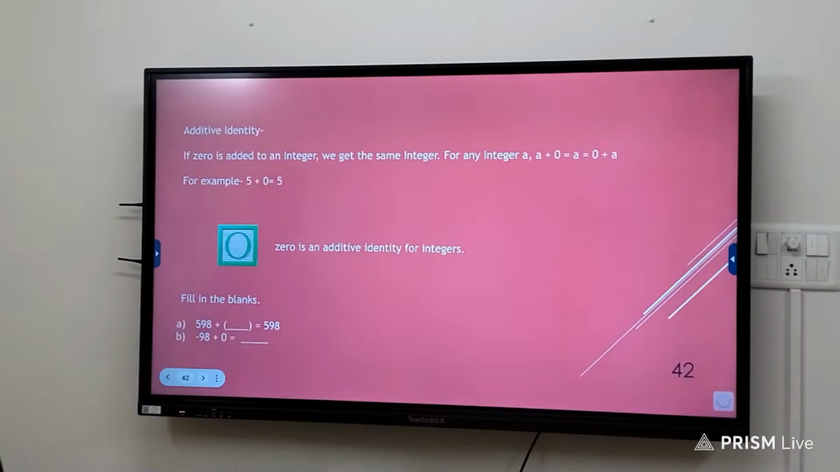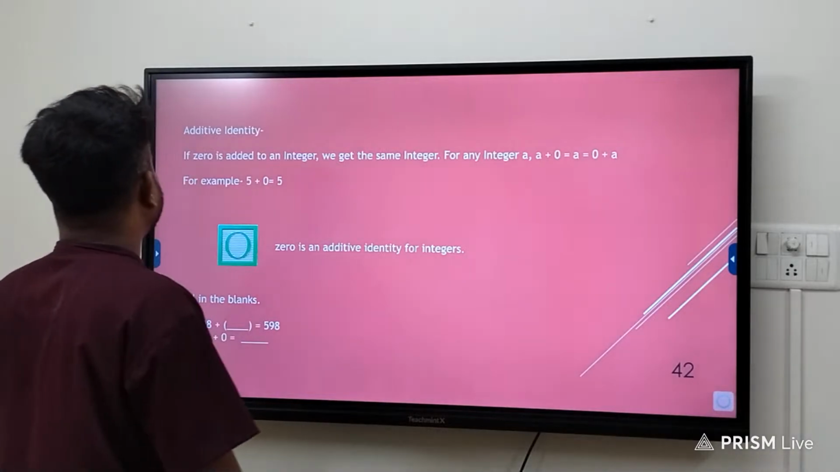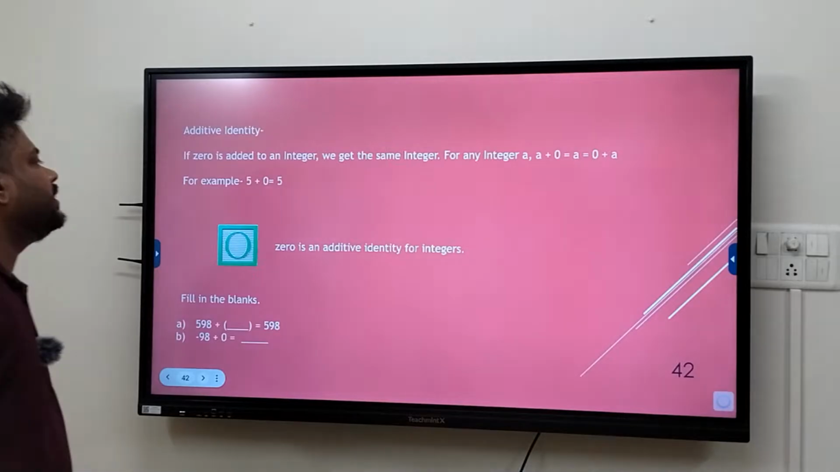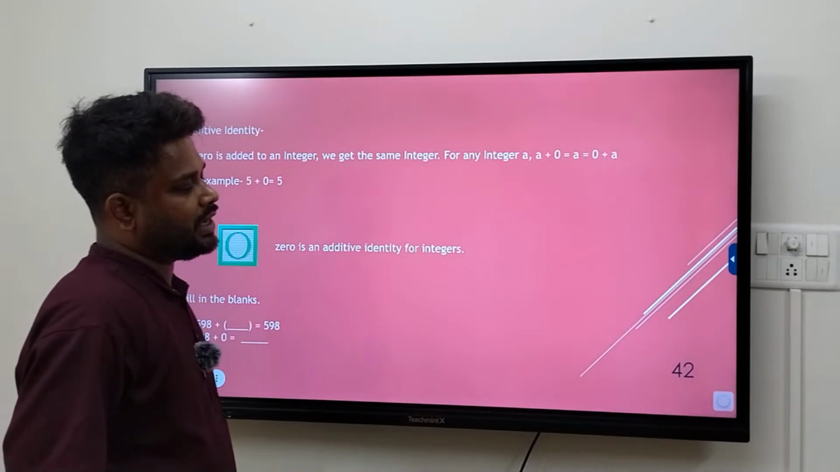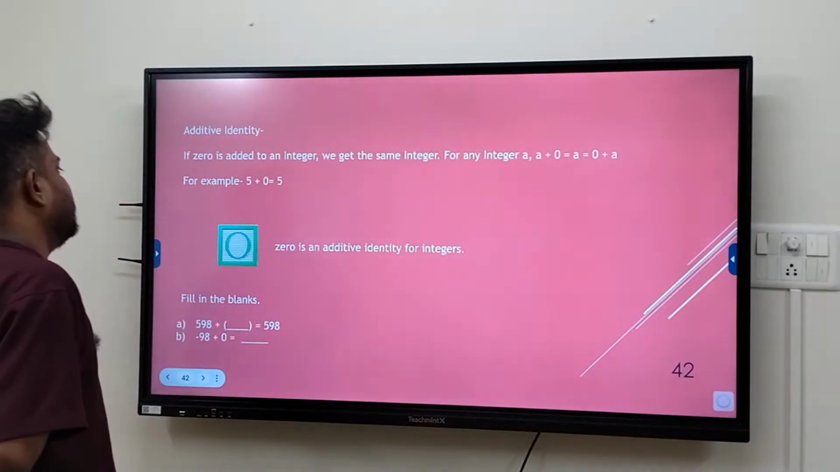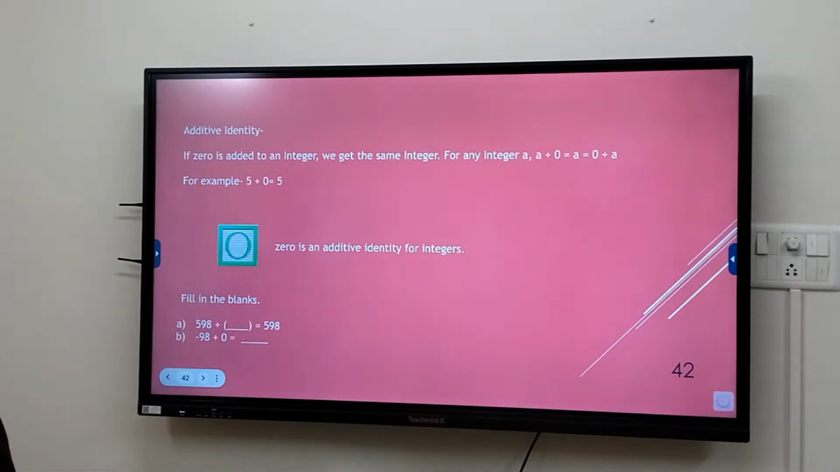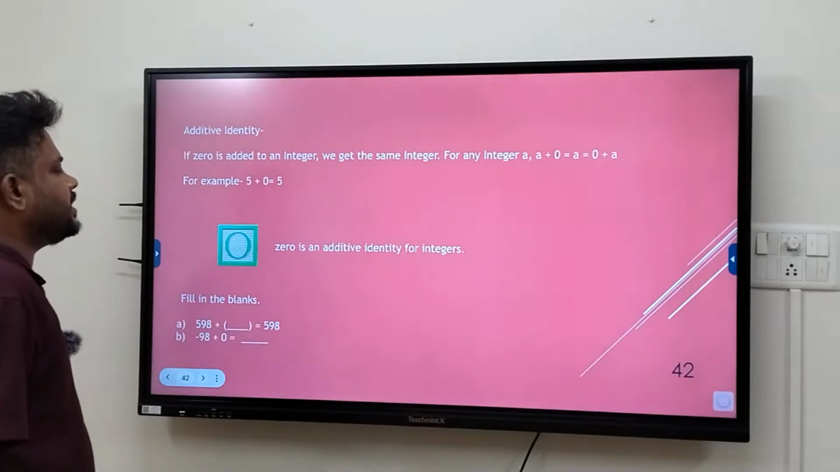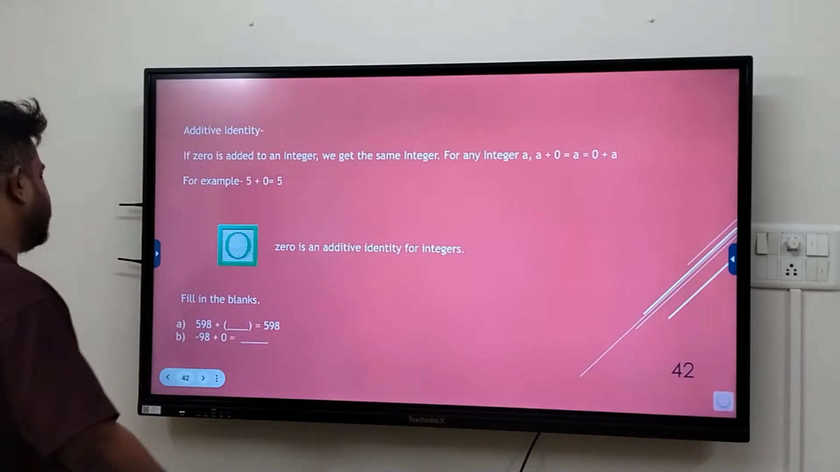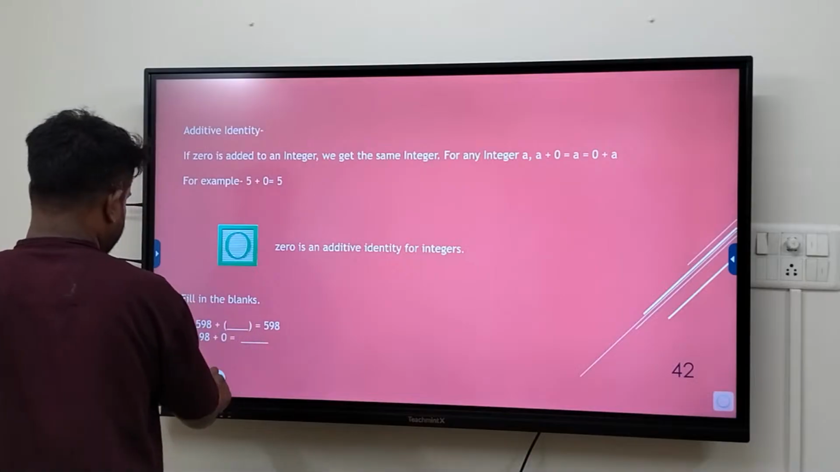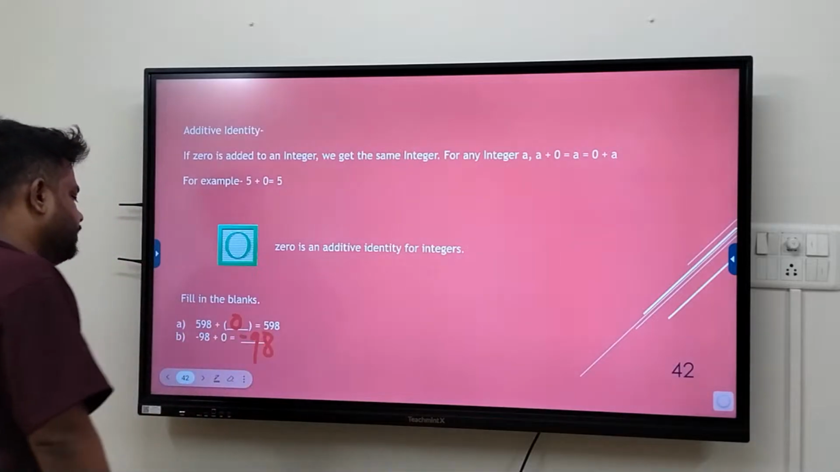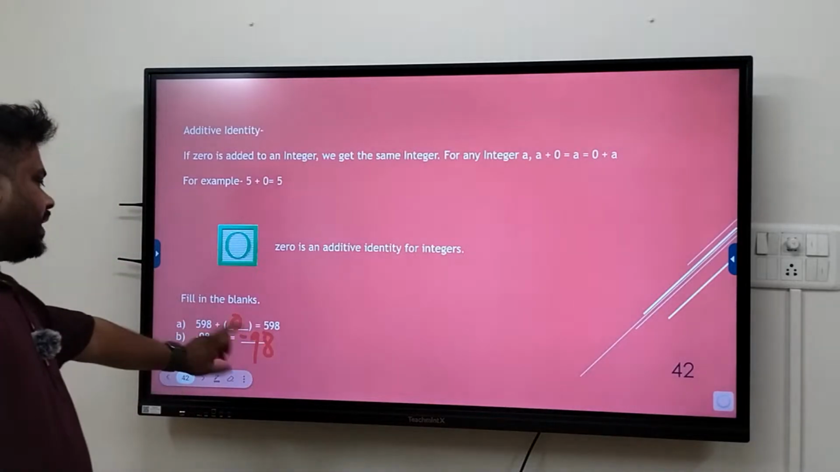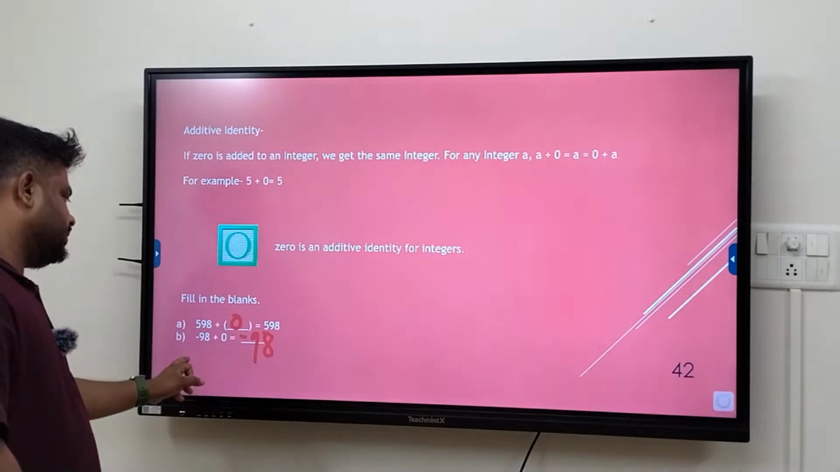Now we will learn about the identity property. If 0 is added to an integer, we get the same integer. For any integer a, a plus 0 equals a, and 0 plus a equals a too. For example, 5 plus 0 equals 5. So 0 is the additive identity for integers. So we can easily fill in the blanks here. The answers will be all like this.